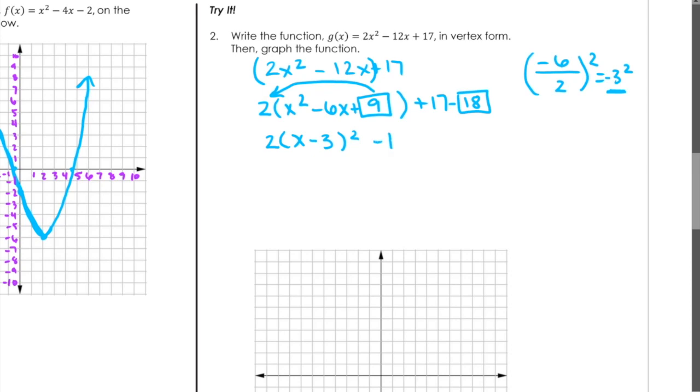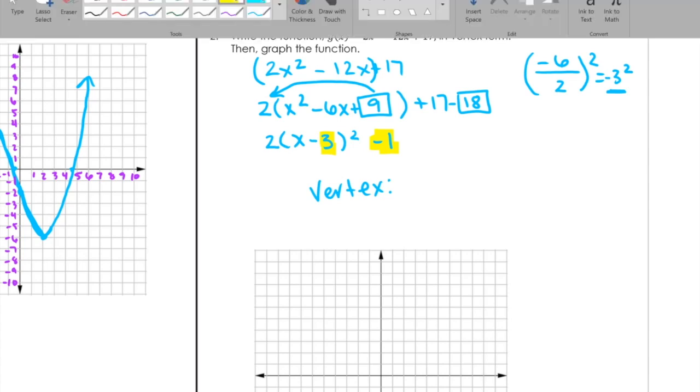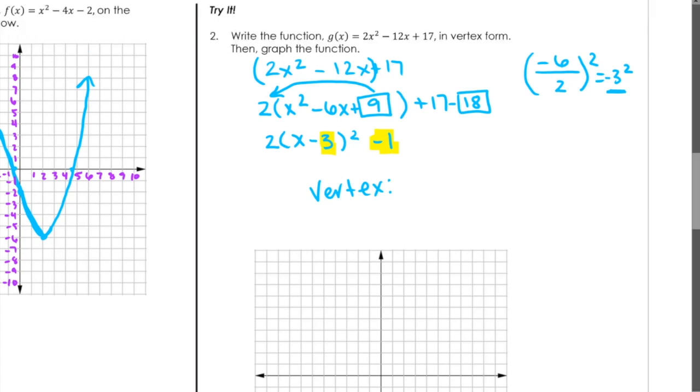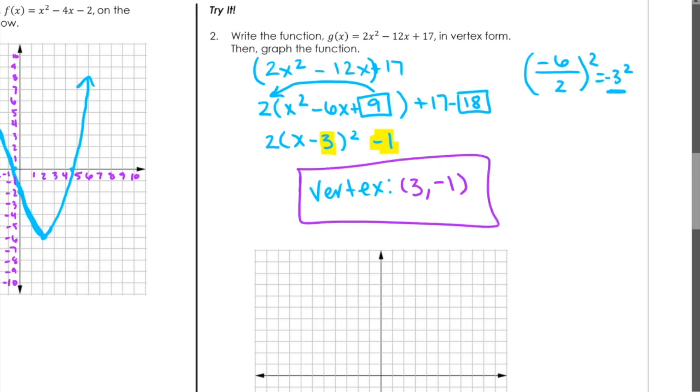Okay. From this, I can now find my vertex. The vertex is just going to be this and this. But remember, the vertex is the opposite of the first parentheses. So the vertex is going to be 3 and negative 1. Okay? And that's the main point of this lesson. All right?